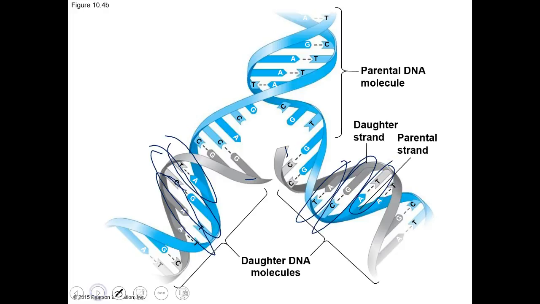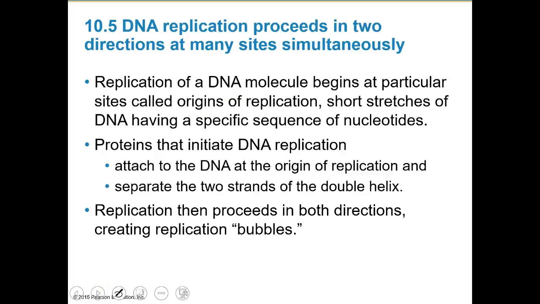We're making replicates. Replication of a DNA molecule begins at particular sites called origins of replication. That's where it starts. These are short stretches of DNA having a specific sequence of nucleotides. Proteins that initiate DNA replication will attach to the DNA at the origin of replication. They separate those two strands of the double helix, and then they'll proceed in both directions, creating replication bubbles.